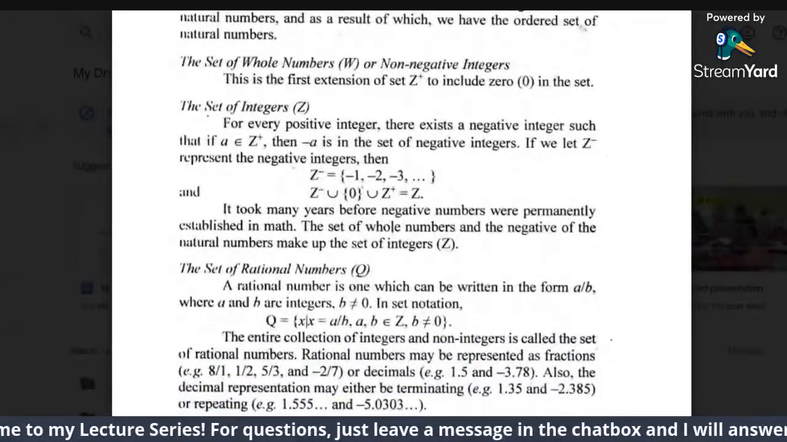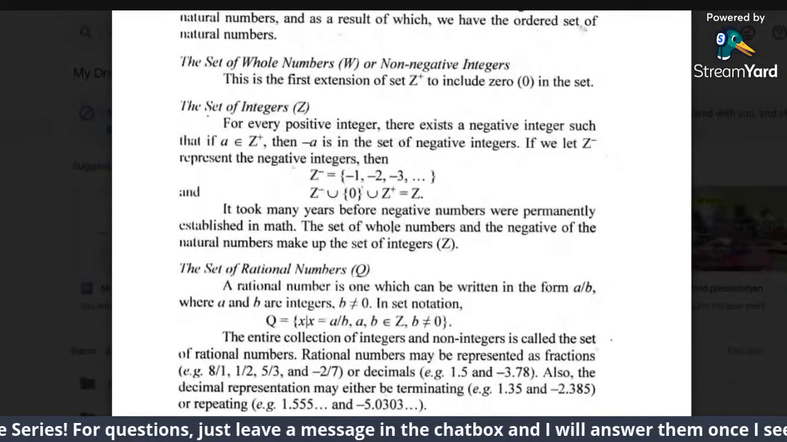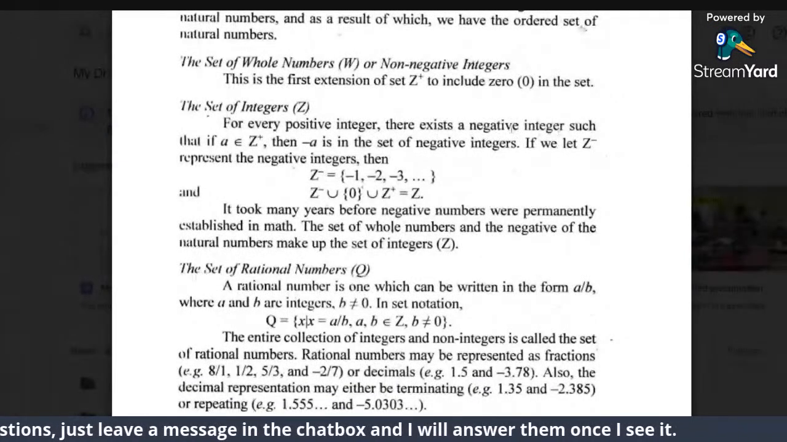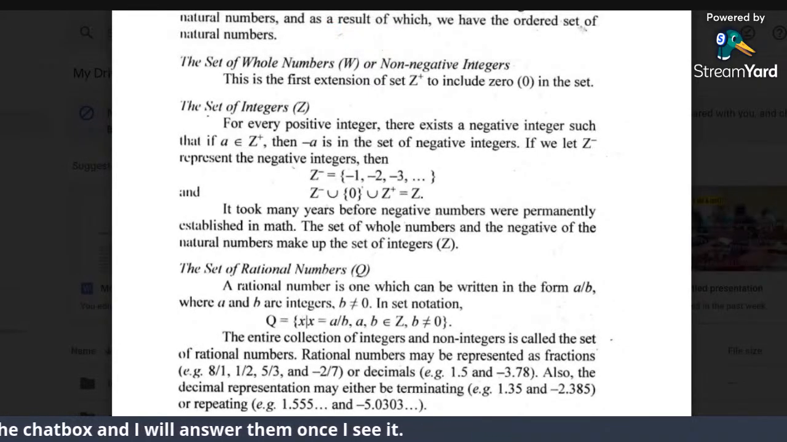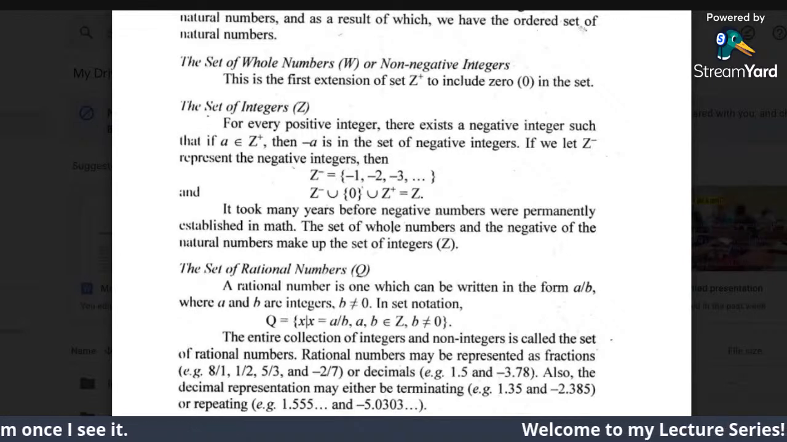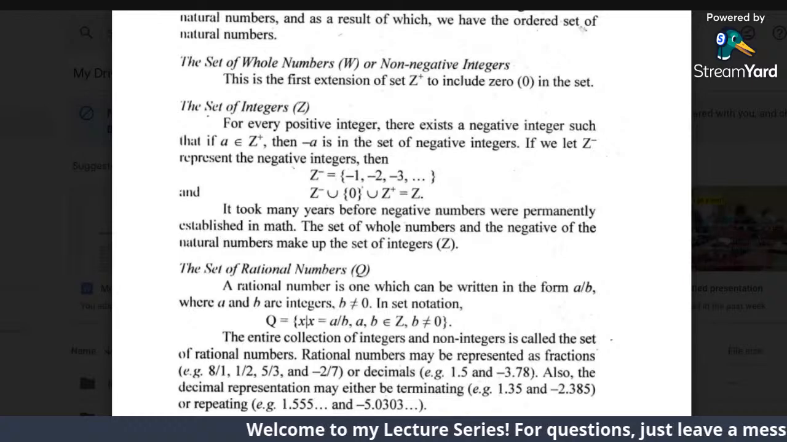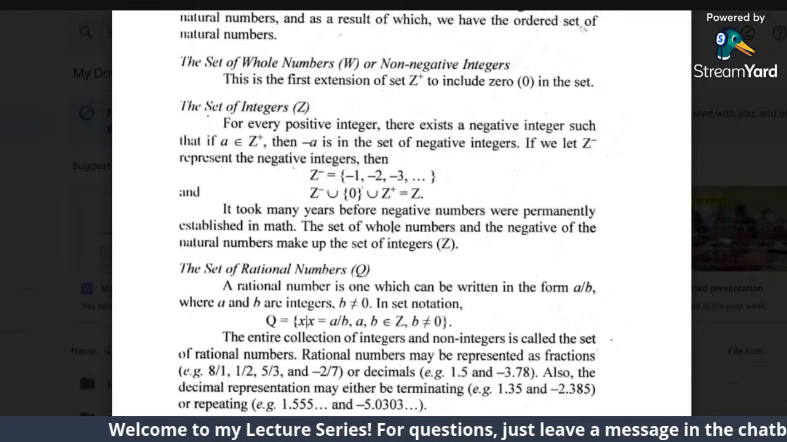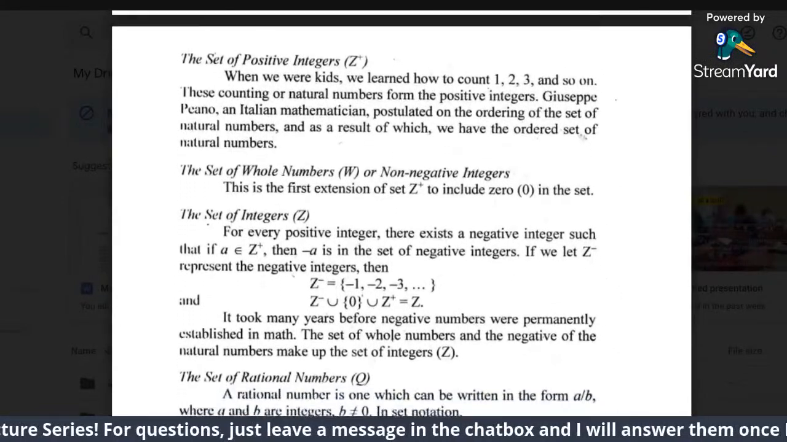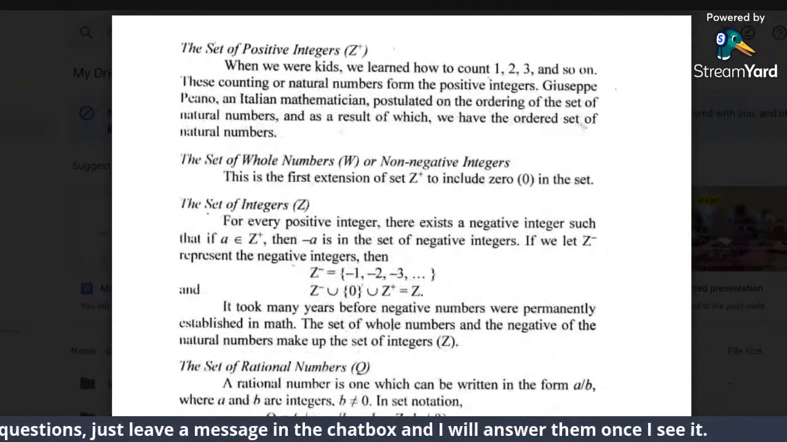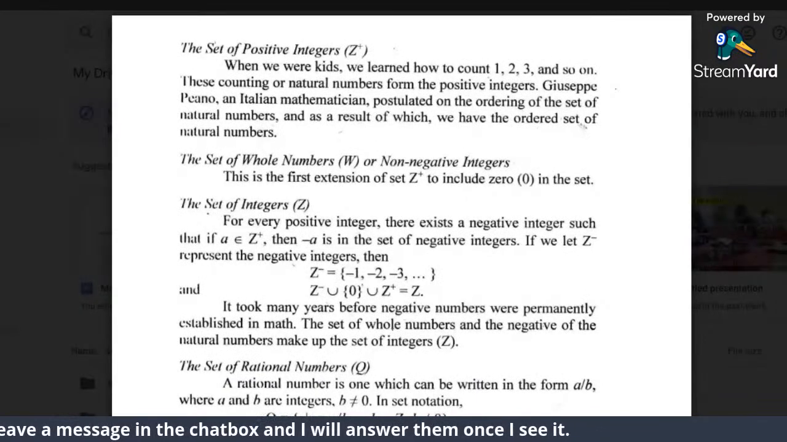So for every positive integer, there exists a negative integer such that if A is a subset of positive, then negative A is the set of negative numbers. So in other words, when we talk about the set of integers, these are the numbers that would include 0, and then the counting numbers or the set of positive integers, and the set of negative integers.